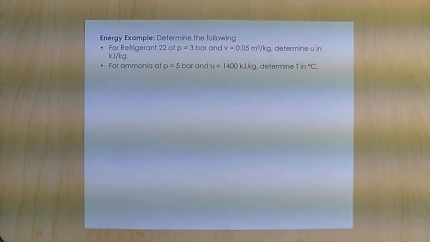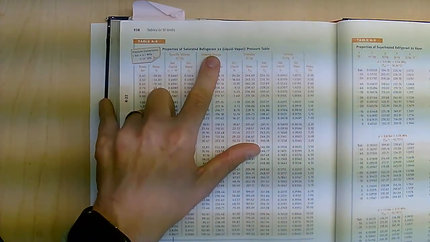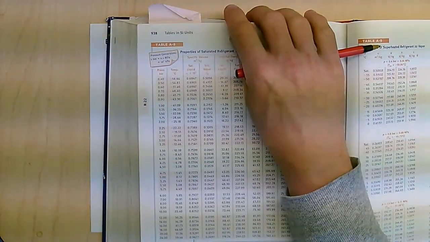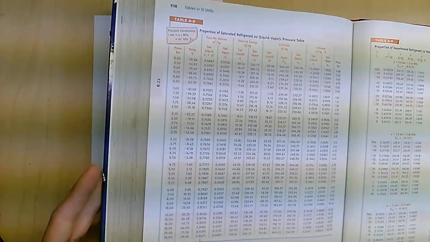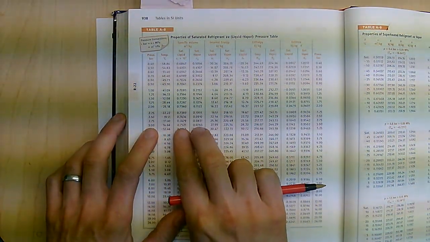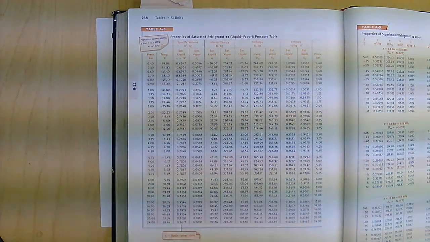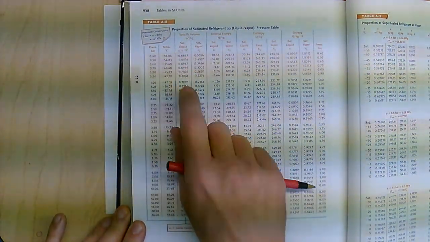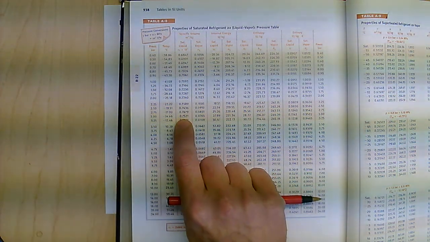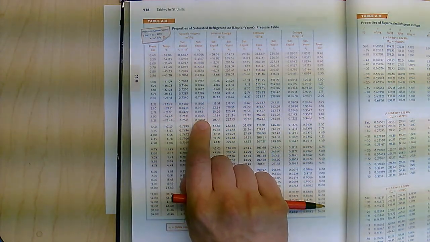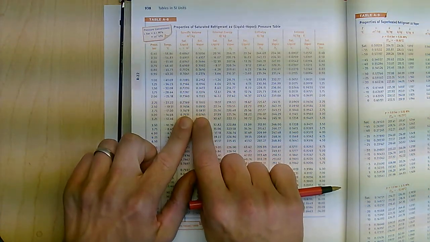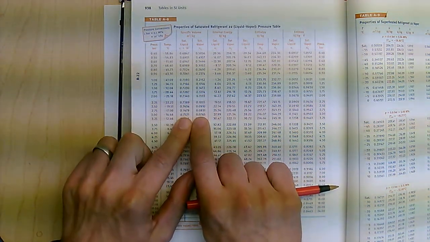So I go to table A8, which is my refrigerant 22 saturation in terms of pressure, because I know my pressure is 3 bar here. I go down to 3 bar, and I see that my specific volume has to be somewhere between, again because of the 10 to the third, 0.0007521 and 0.076. I'm at 0.05, so I'm definitely in between these two. The question is how much in between.